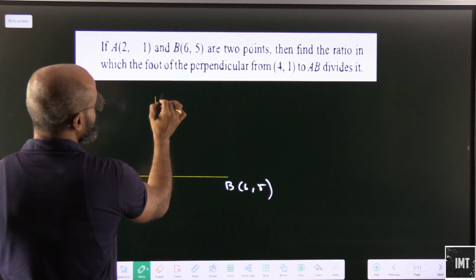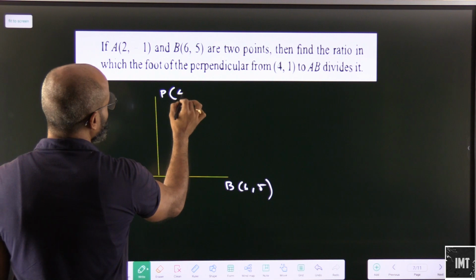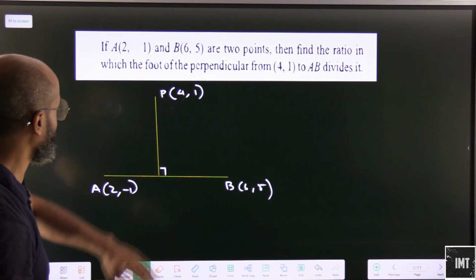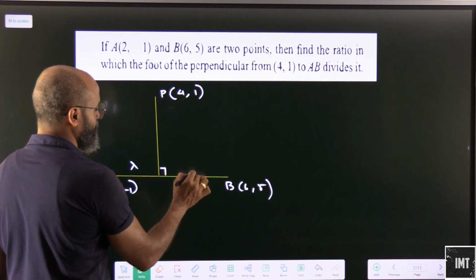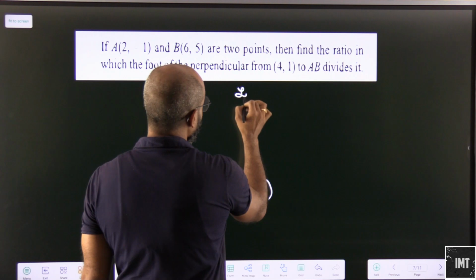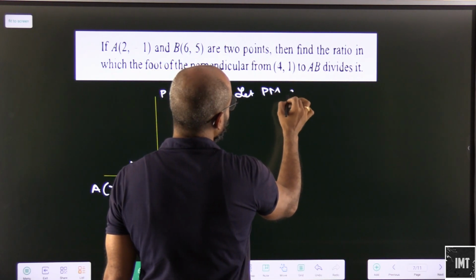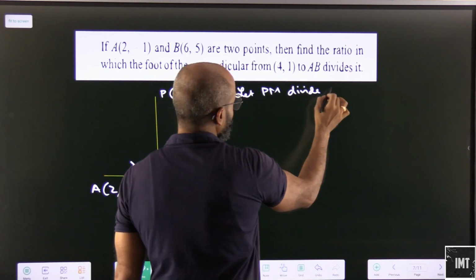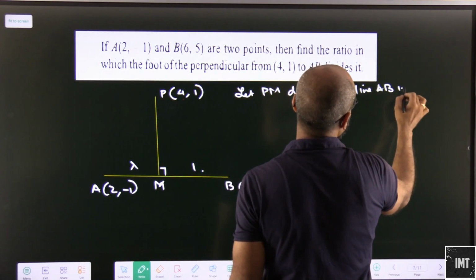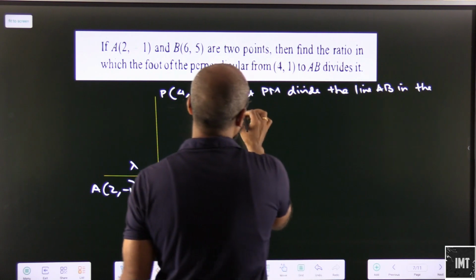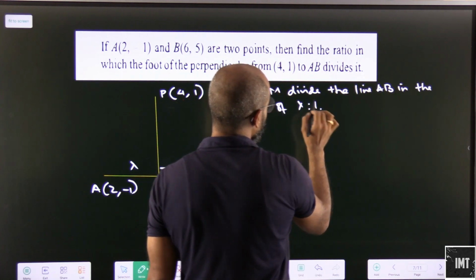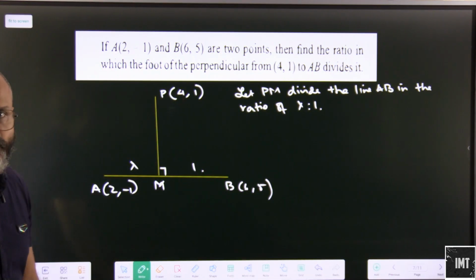So let's say this is basically P, the foot of the perpendicular from (4, 1), and it divides the line AB. Let's say it is dividing it in the ratio of lambda is to 1. So let PM divide the line AB in the ratio of lambda is to 1.